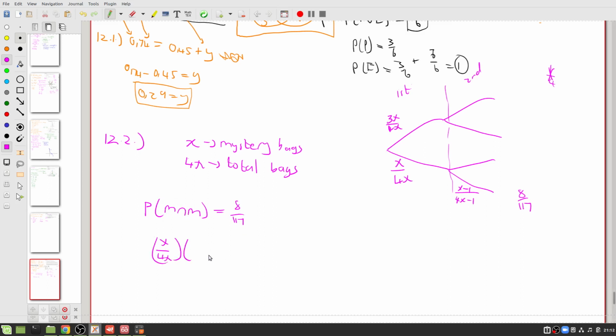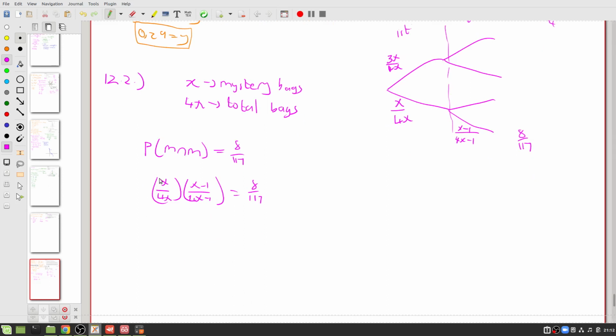And so we multiply. The next bag is a mystery bag, so that's going to be x minus 1 over 4x minus 1 equals 8 over 117. Great, now it's just straightforward algebra. So what I'm going to do is first multiply the left-hand side out to make it look a little bit simpler, although it's already quite simple. Maybe it looks less simple after that.